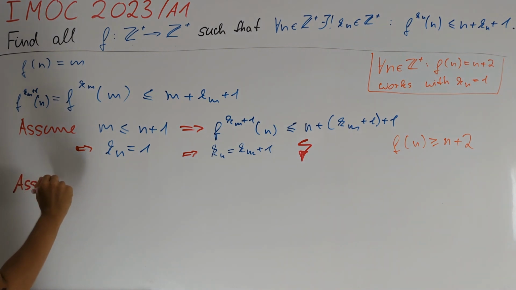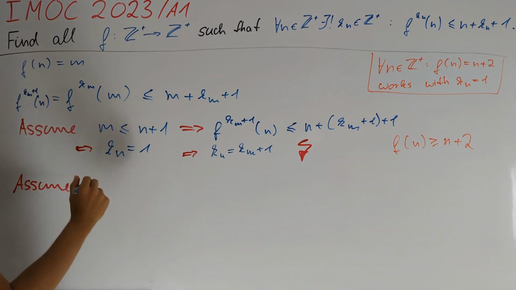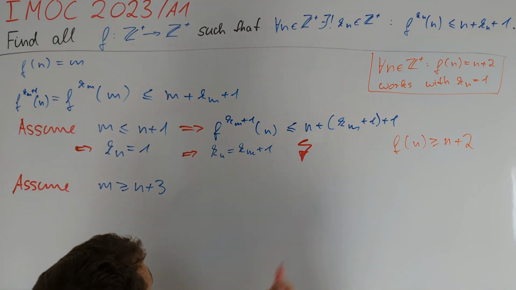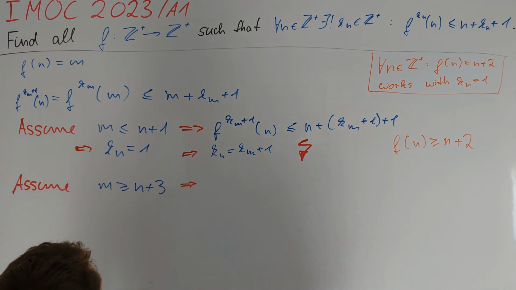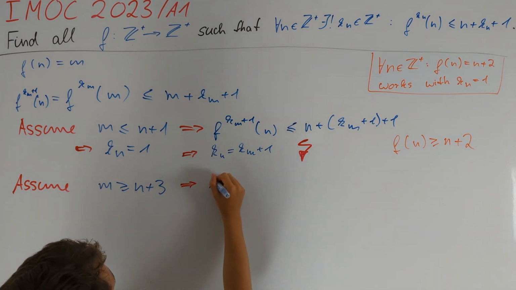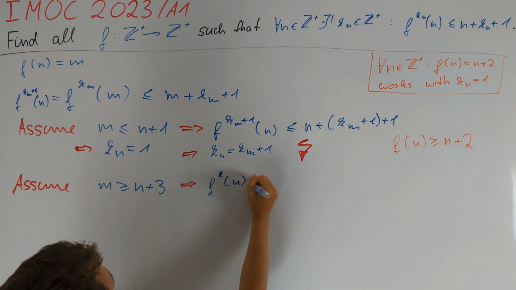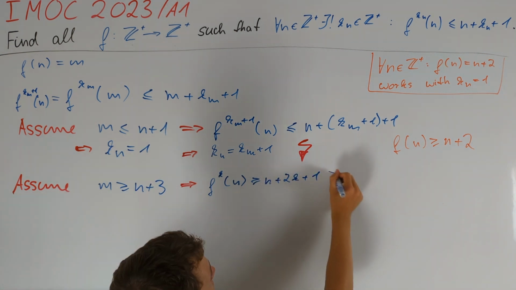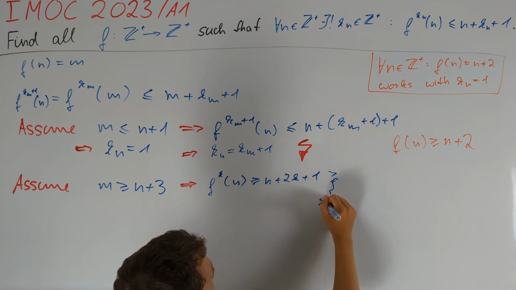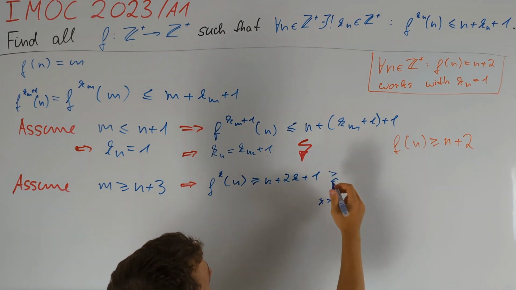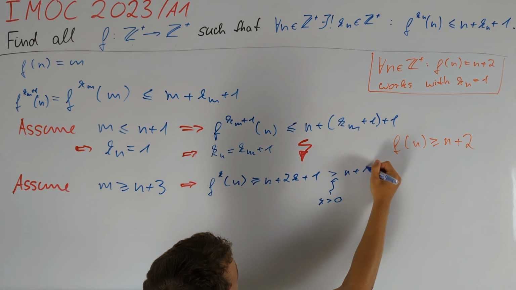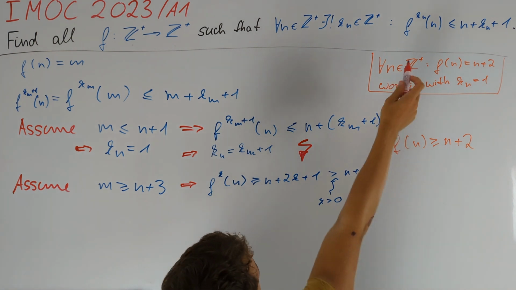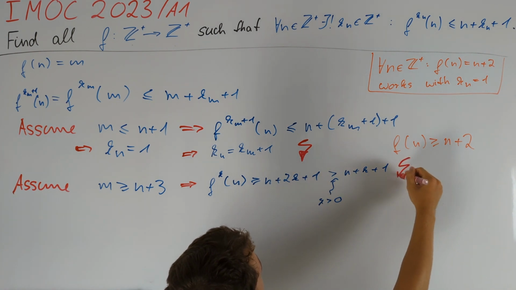Namely, we assume that m is greater than or equal to n plus 3. Combining this with the fact that we always have f of n greater than or equal to n plus 2, we can conclude by induction that f^k of n is greater than or equal to n plus 2k plus 1. Since we only consider positive k, so we have k greater than 0, this is always strictly greater than n plus k plus 1. Of course, this contradicts the existence of such a k_n, and therefore this is also a contradiction.